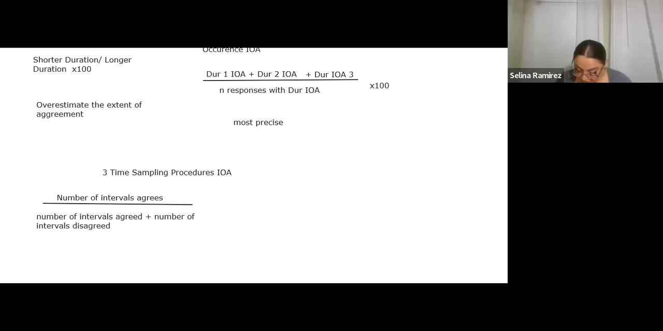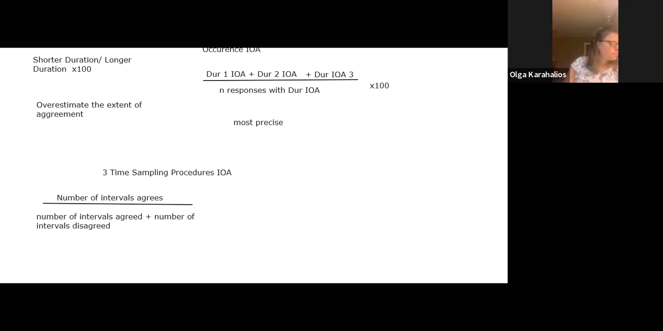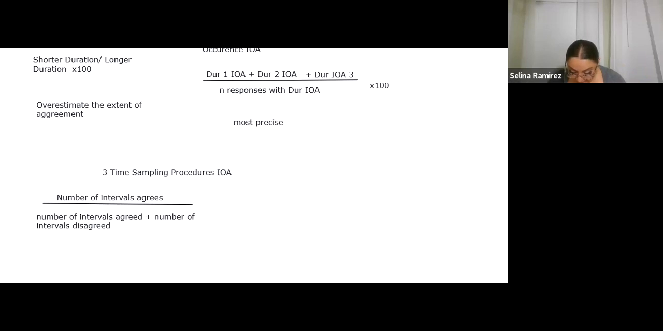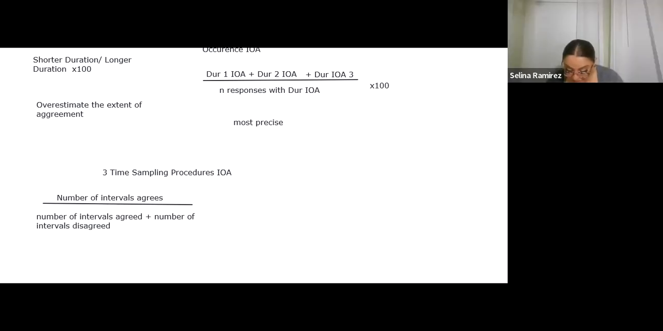For interval 1, do they agree or disagree? Disagree, because observer 1 recorded the behavior and observer 2 did not observe it. For interval 2, they agreed, they both have an X, so they both observed the behavior. Interval 3, they agreed too, they both saw it. Interval 4, they agree that they both did not see it. Interval 5, did they agree?